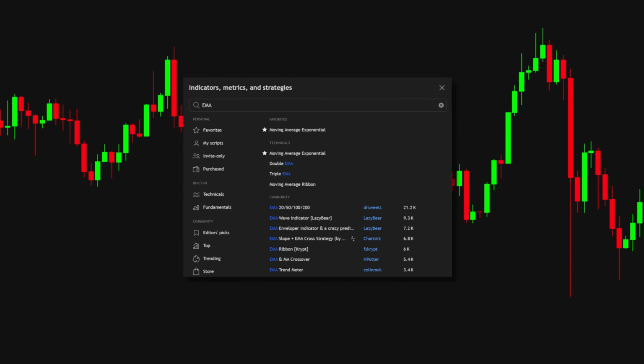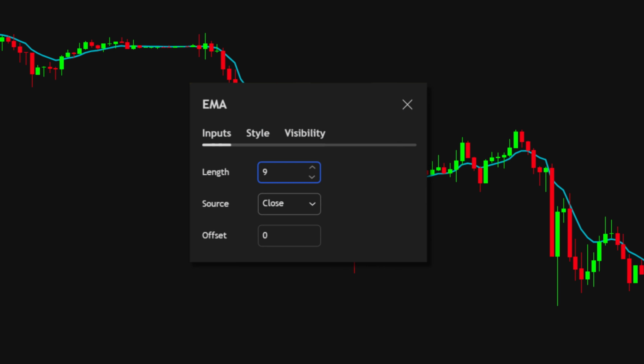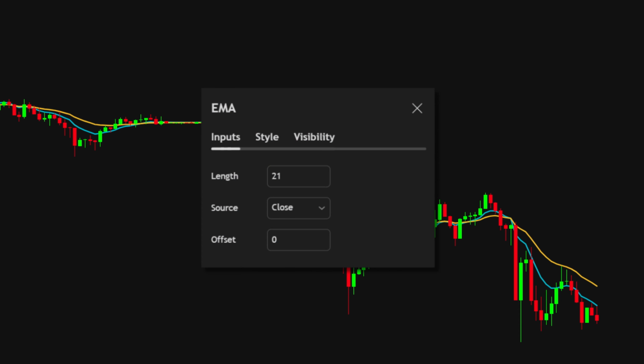To add this, go to the indicator section. Search for exponential moving average and add it to your chart twice. Set the first EMA length to 9. This will be your fast-moving line that reacts quickly to price. Then set the second EMA length to 21. This will act as your short-term trend baseline.